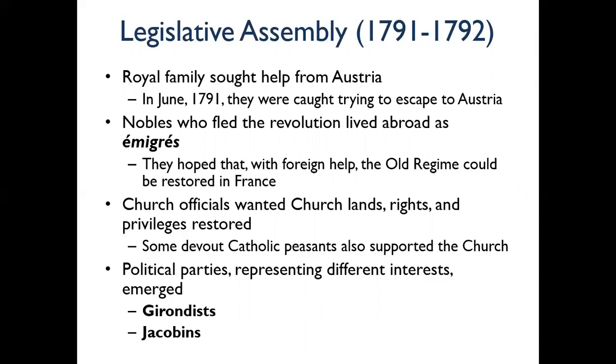Church officials wanted church lands, rights, and privileges restored. As we have seen earlier, two-thirds of the church officials stayed away because it was decided that the church officials would be elected by the people and salaries would be given to them, and the lands were given to the peasants. All these things happened as reforms under the National Assembly. So the church officials wanted the church land, rights, and all the privileges back as it was under the monarch. And some devout Catholic peasants also supported the church.